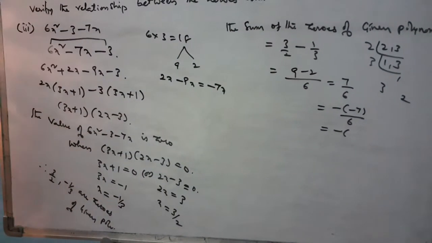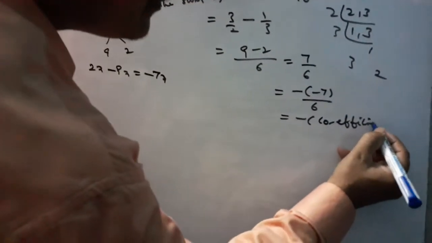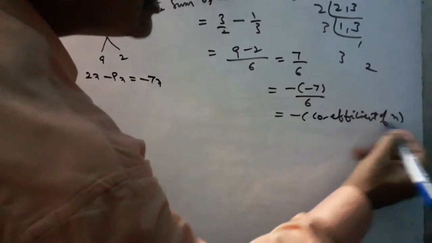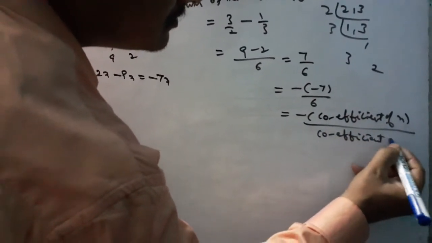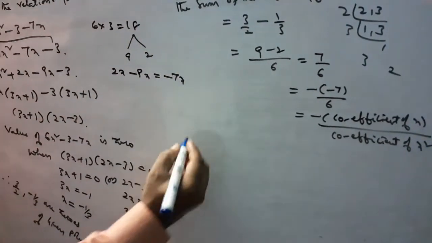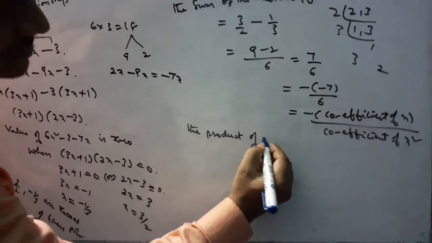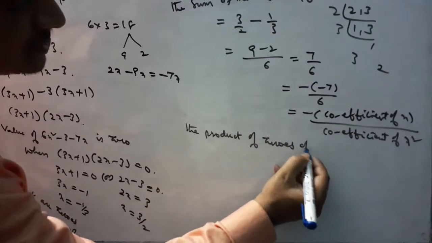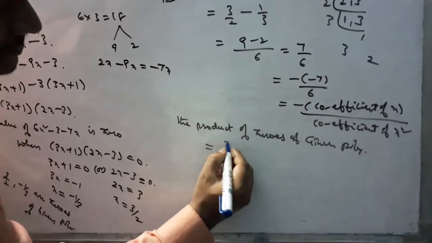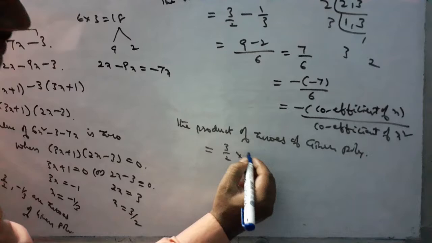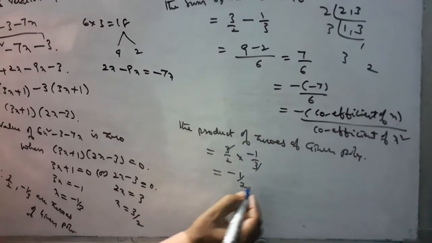6 means it is the coefficient of x square, minus coefficient of x by coefficient of x square. Now I am taking the product of the zeros of the given polynomial, that is equal to 3 by 2 into minus 1 by 3. Here the 3 will be cancelled, and we will get minus 1 by 2.